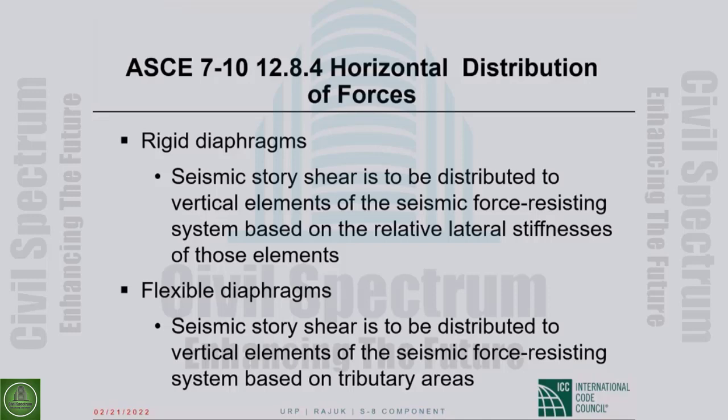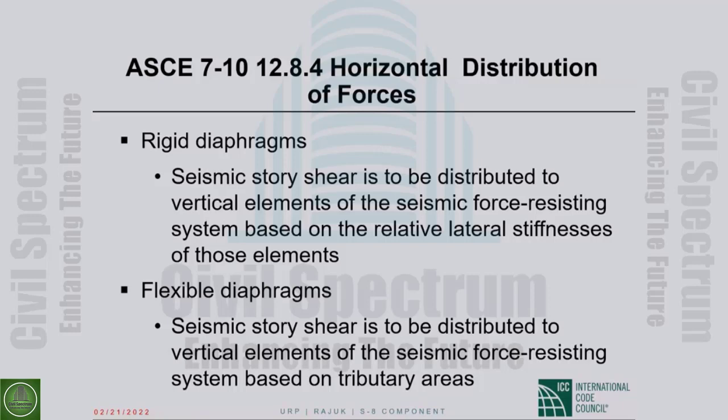But then we have to make a horizontal distribution of V sub x. If in the direction of V sub x, as I showed you in a picture, we have 2 frames and 3 shear walls of unequal length, or whatever we have, if we have multiple seismic force resisting elements, how is V sub x distributed among those elements? If we have 2 frames and 3 shear walls, how much of the story shear goes to the frames and how much to the 3 shear walls?